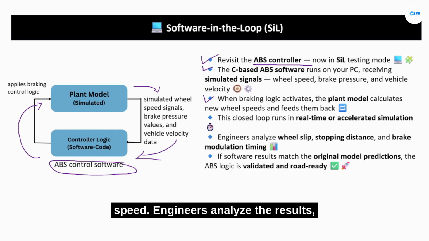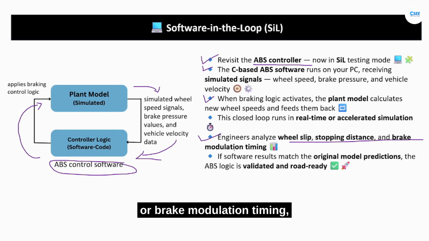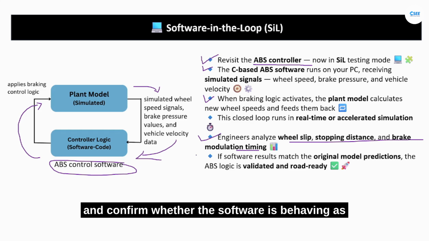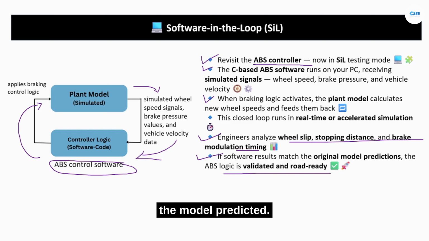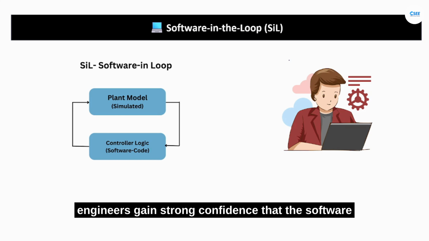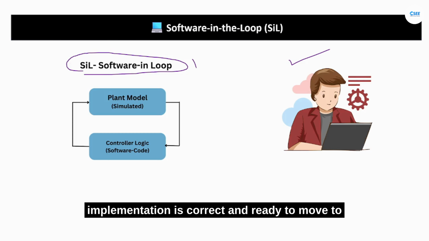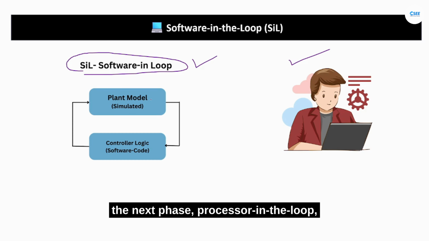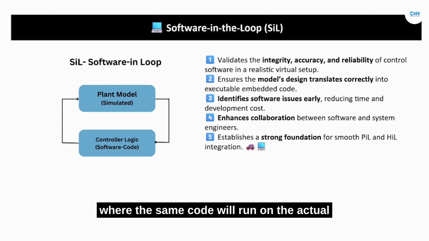Engineers analyze the results, wheel slip, stopping distance, or brake modulation timing, and confirm whether the software is behaving as the model predicted. If everything checks out, engineers gain strong confidence that the software implementation is correct and ready to move to the next phase, processor in the loop, where the same code will run on the actual target microcontroller for the first time.